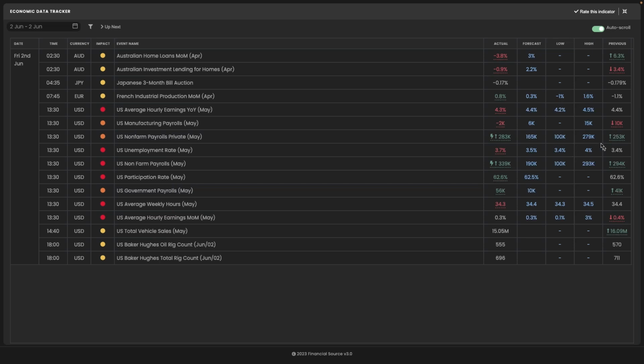And that was up towards the high of the estimate, but that was an outlier. There was only one investment bank with a 4% outlier. That was very surprising. So it's a mixed jobs report, but the market focused on the headline, and that sent yields higher on Friday.